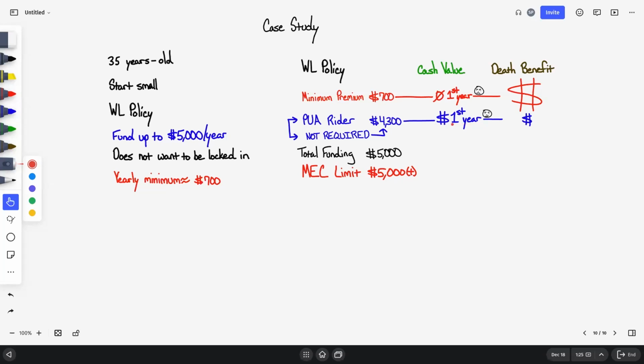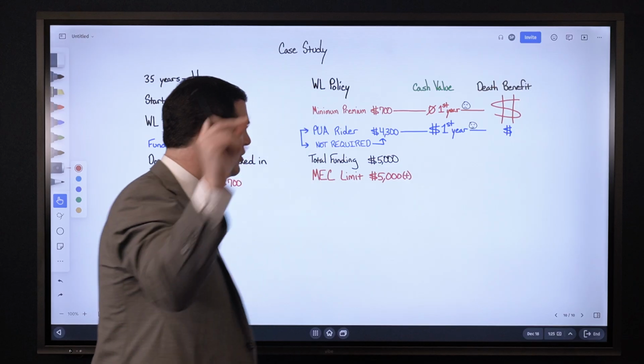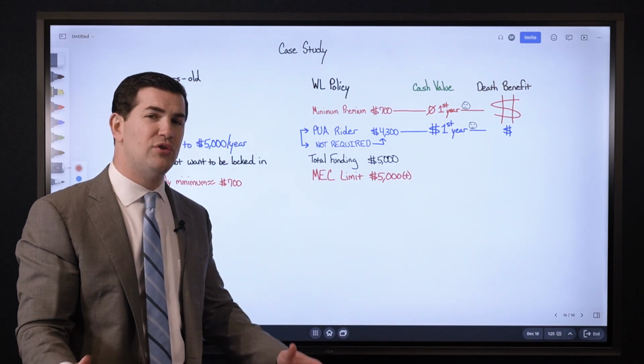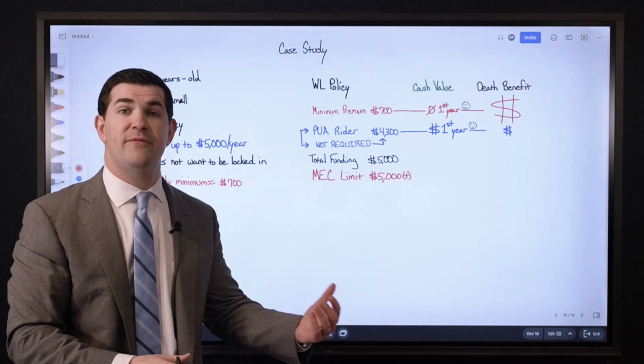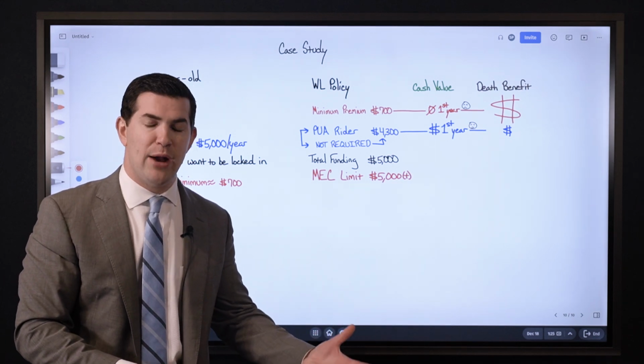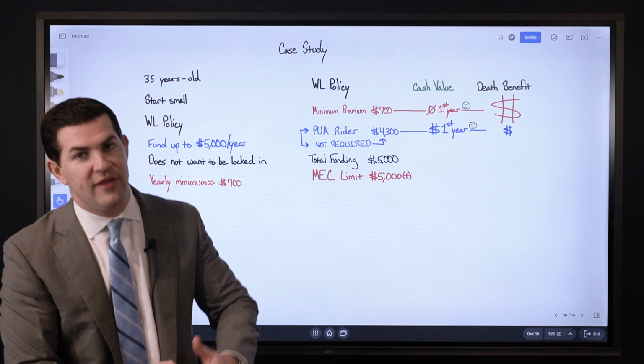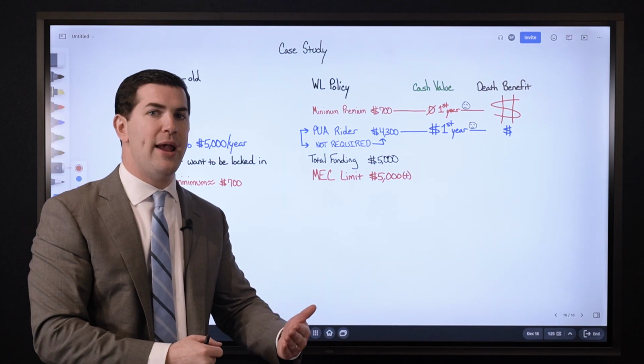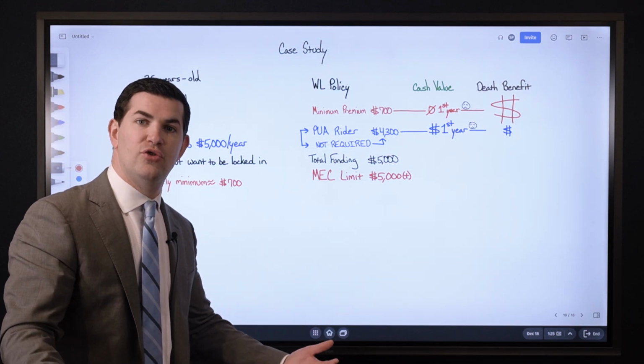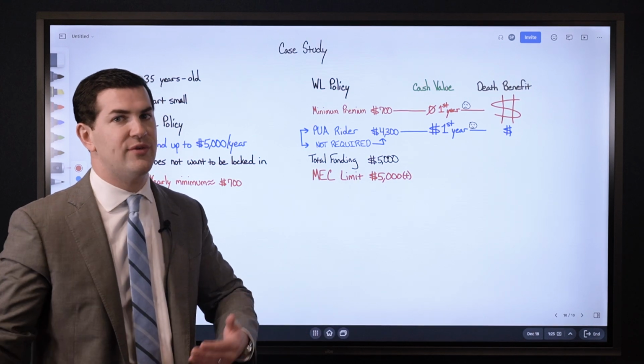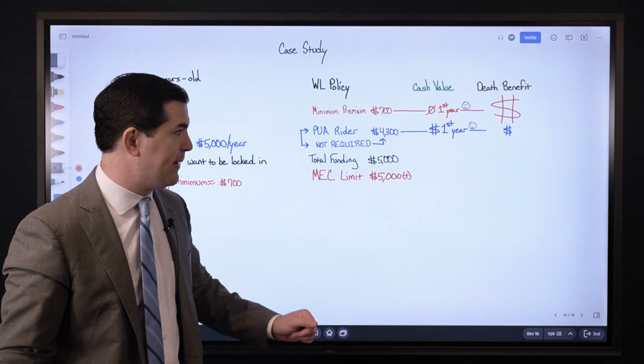Now you'll see in year one, typically between 90 and 95% of whatever your PUA payment is show up in cash value. You won't see 100% of it because there are fees that come with PUA riders. However, you do see the majority show up in cash value right away. That begins to earn dividends and interest. This is what accelerates the cash value growth of a whole life insurance policy.